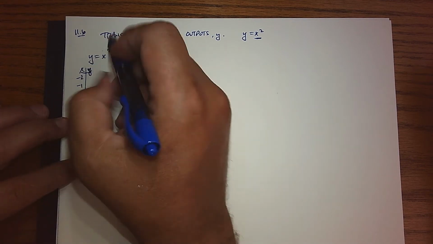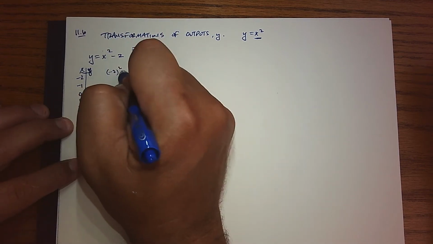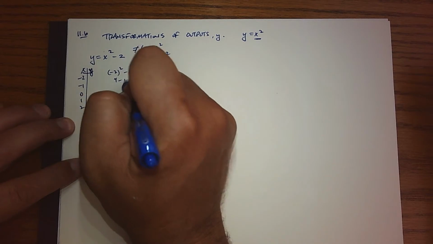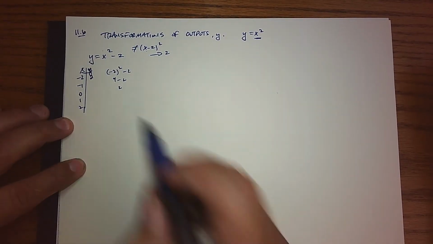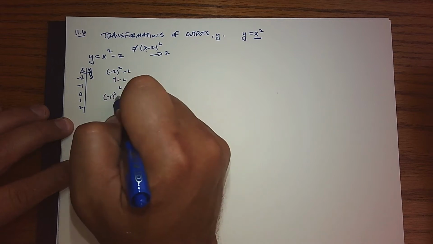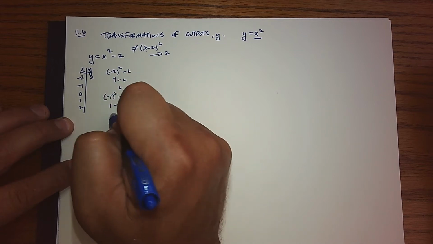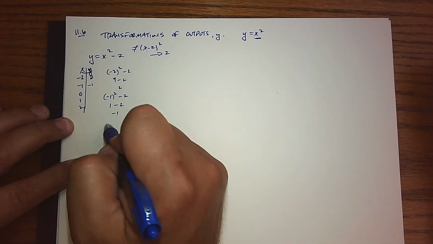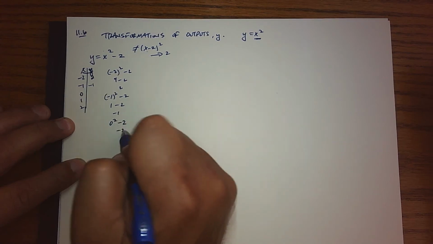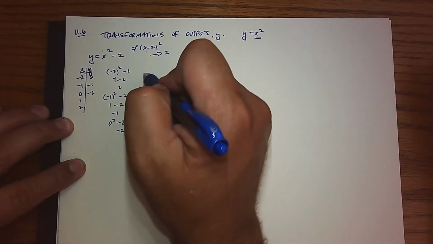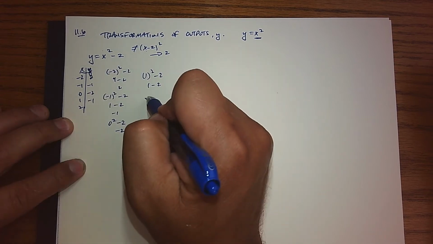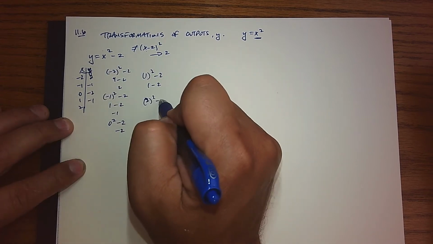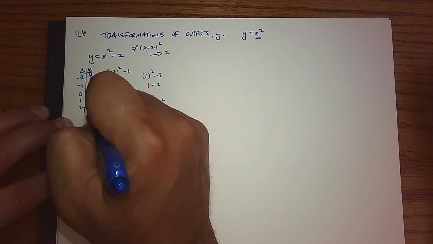So if I put in a negative 2, we get negative 2 squared minus 2. That's 4 minus 2, which is 2. So there's the output of this new function. If I put a negative 1 in there, we get 1 minus 2, we get negative 1. If I put a 0 in there, we get negative 2. If I put a 1 in there, we get a negative 1. And if I put a 2 back in there, we get 2.